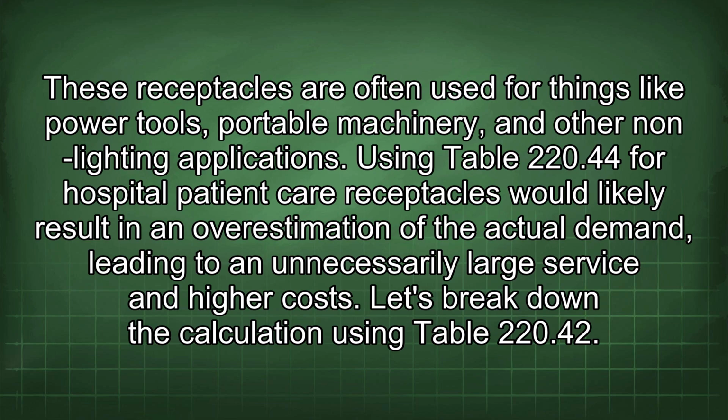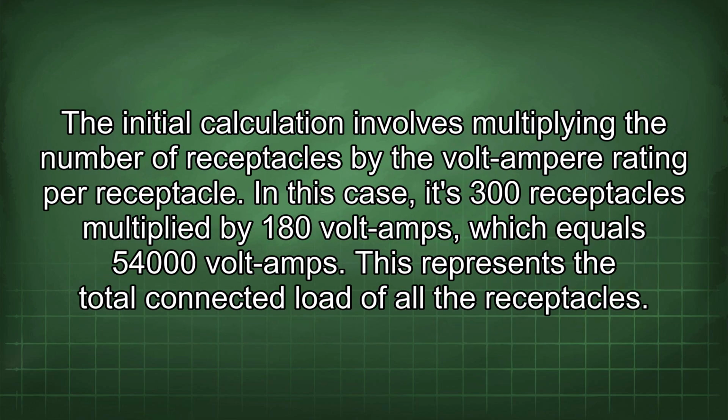Let's break down the calculation using Table 220.42. The initial calculation involves multiplying the number of receptacles by the volt-ampere rating per receptacle. In this case, it's 300 receptacles multiplied by 180 volt amps, which equals 54,000 volt amps. This represents the total connected load of all the receptacles.